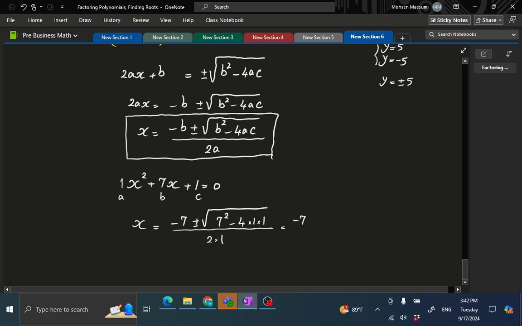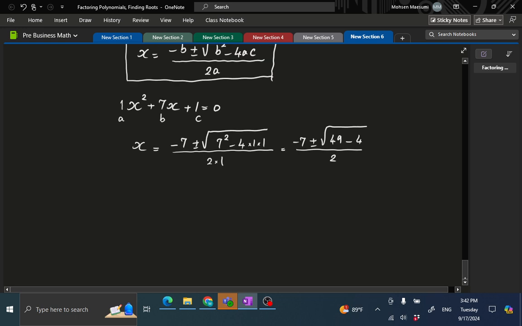So it becomes minus 7 plus or minus the square root of 49 minus 4, over 2. We clean up a bit. Becomes minus 7 plus or minus square root of 45, divided by 2. Can I simplify this? Well, just a bit. 45 is 9 times 5. So square root of 45 is going to be square root of 9 times square root of 5. And that is 3 square root of 5. So if you like that bit of simplification, you can do that.